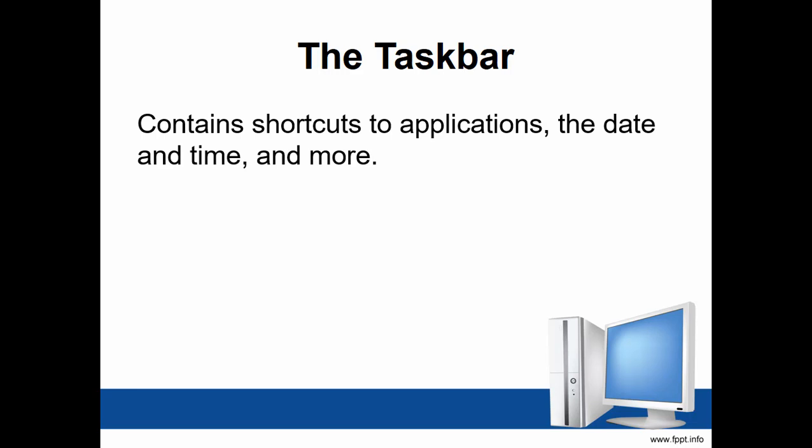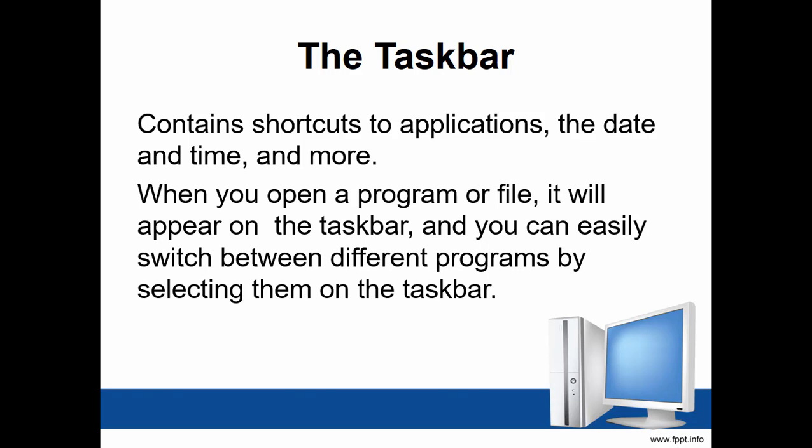The taskbar contains shortcuts to applications, the date and time, and more. When you open a program or a file, it will appear on the taskbar. You can easily switch between different programs by selecting them on the taskbar. So you can open any program you want just by clicking it when it's found on the taskbar or on the desktop page.